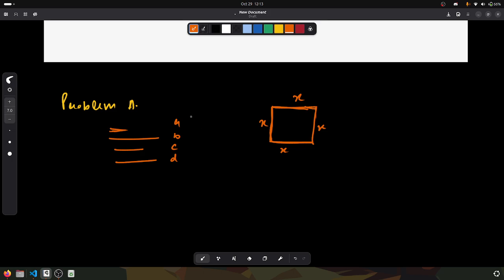So for these 4 sticks to be able to make a square, all of them should be equal. So basically if A is equal to B is equal to C is equal to D, then the answer is yes, else the answer is no. So this is O of 1 time complexity.